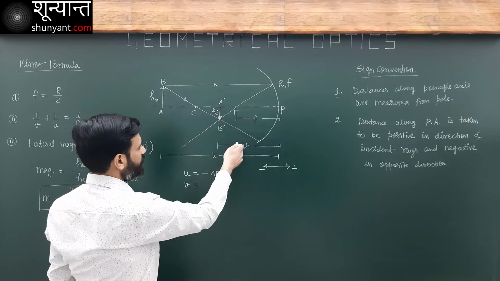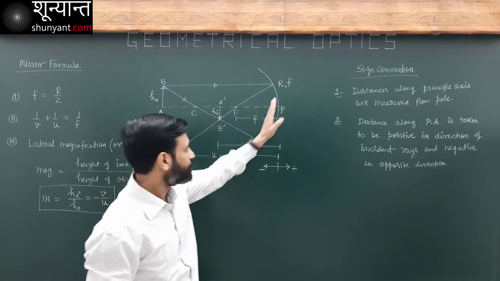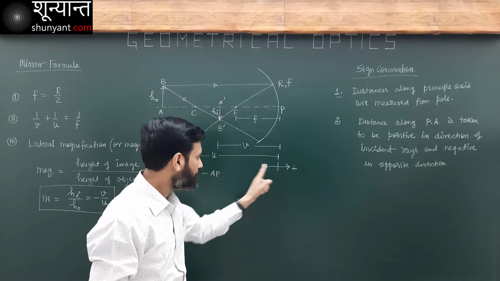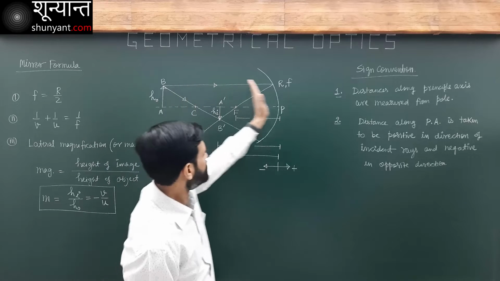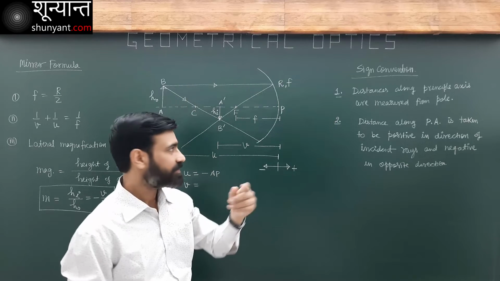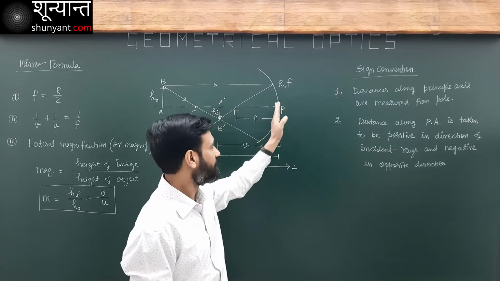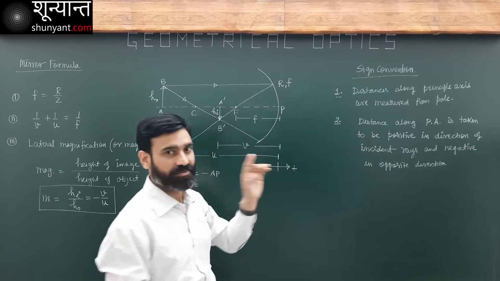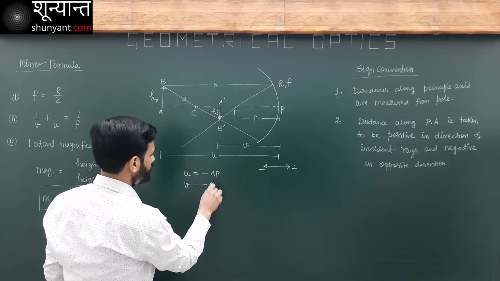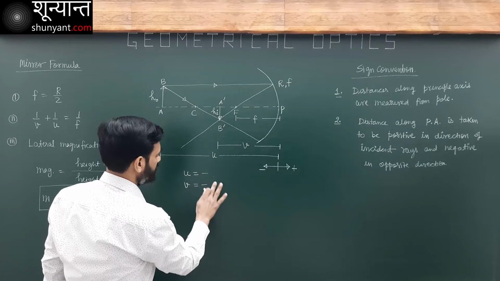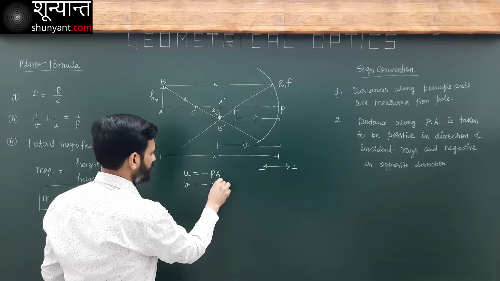Similarly, U, V and F, object, image, focus, all of them are to the left of the pole. To the left of the pole it is negative. Why is it negative? Because incident rays are going towards the right. So this will be equal to, let me write it like this, maybe it makes more sense, this is PA, this becomes minus of PA dash.